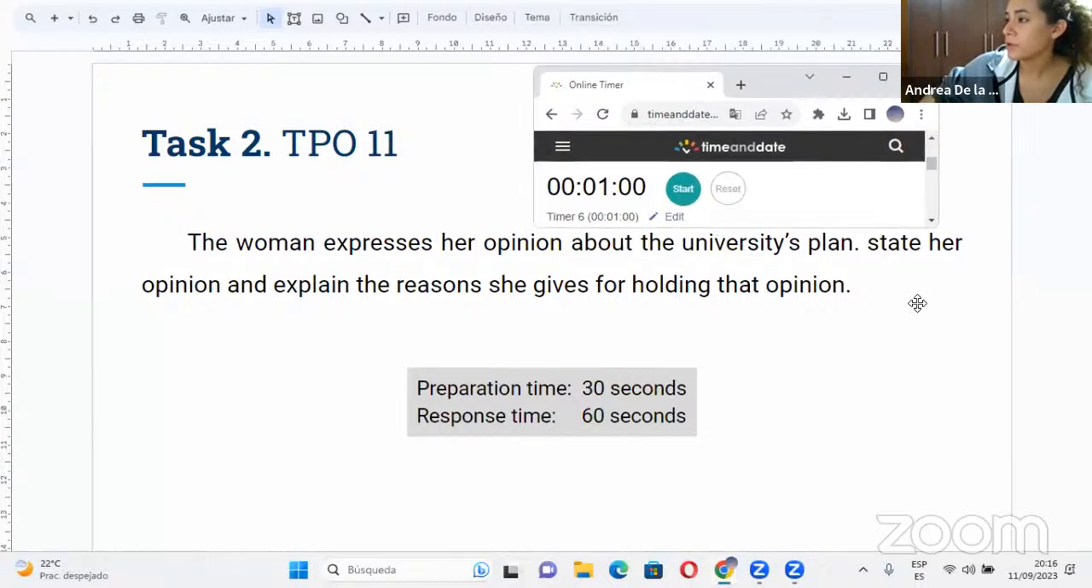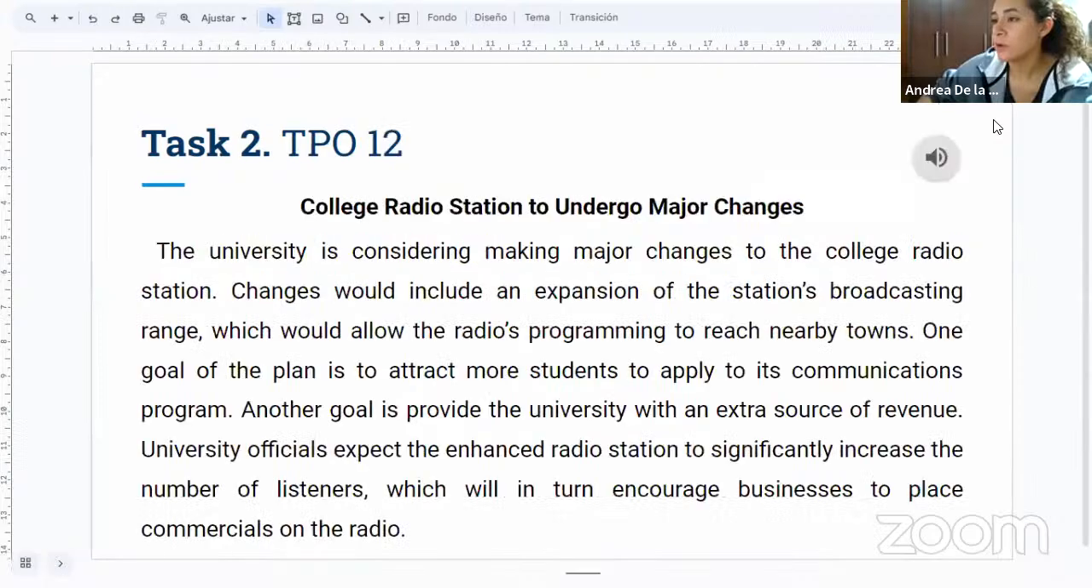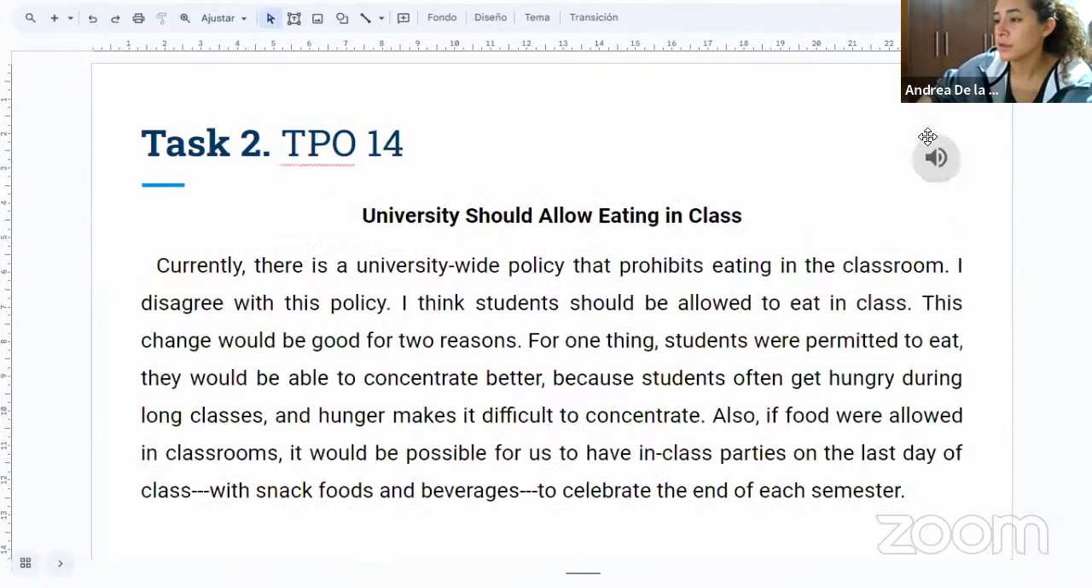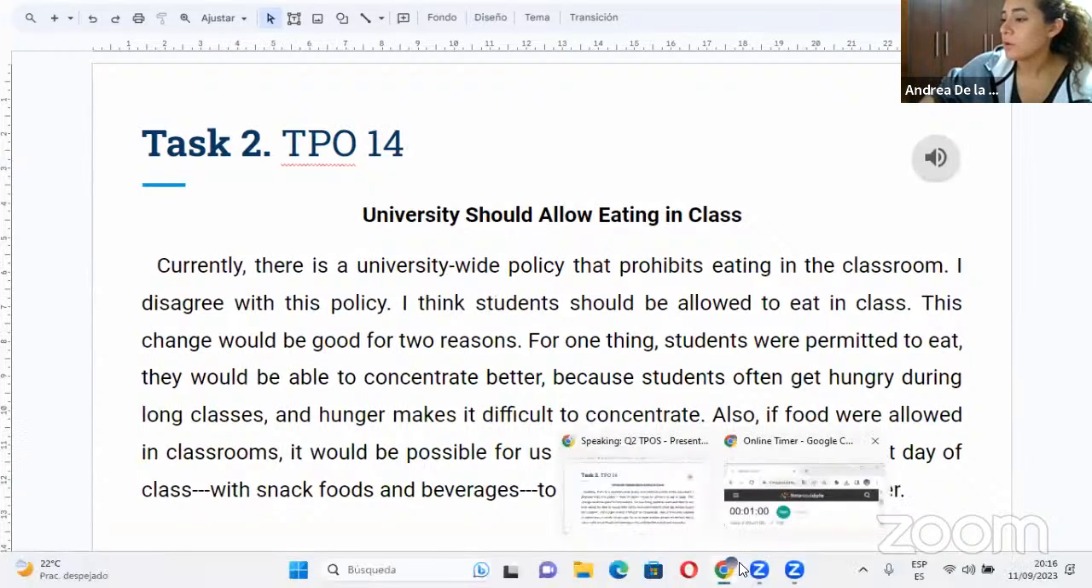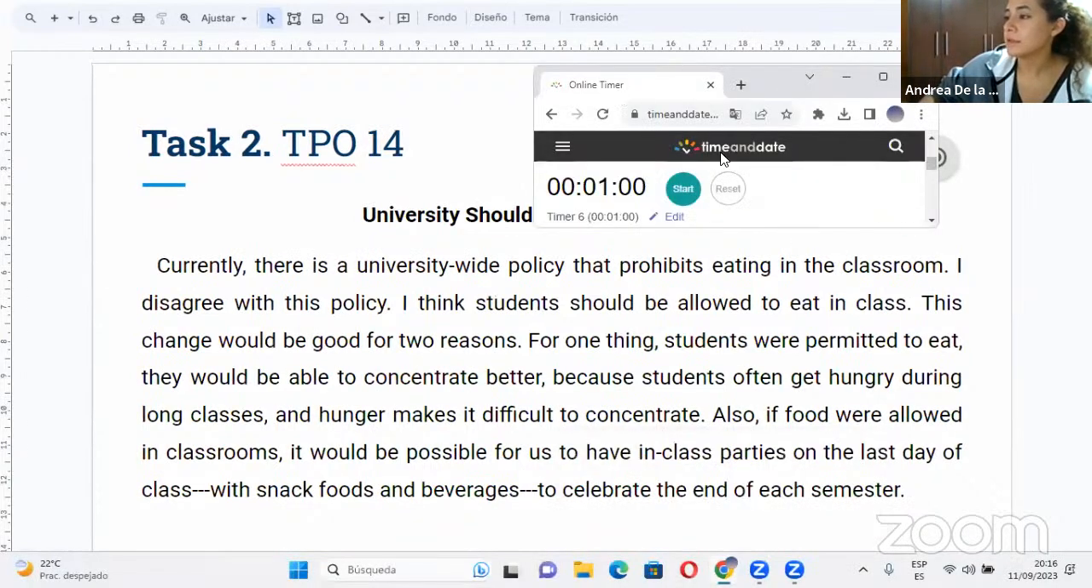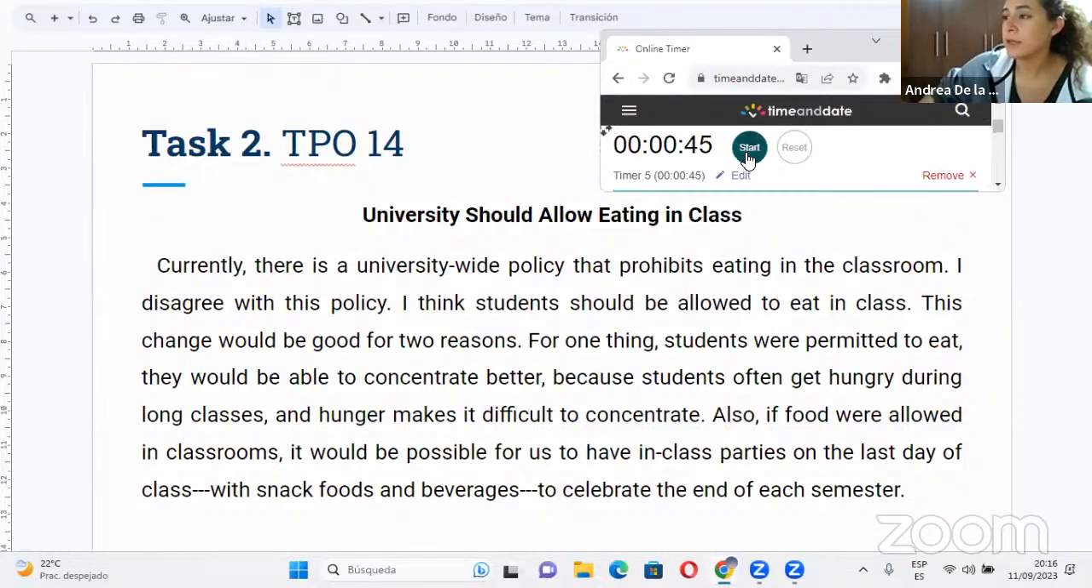Guys, so let's do another question too for someone else. Okay, here. So it will be the same idea, please. You guys will now have 45 seconds to read the text.